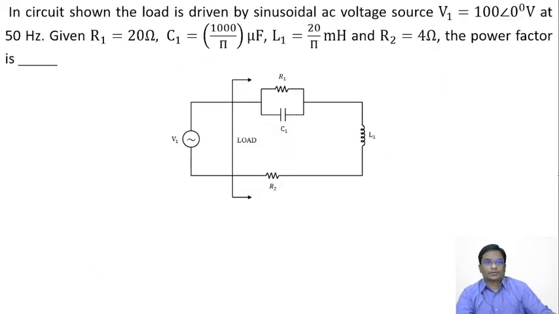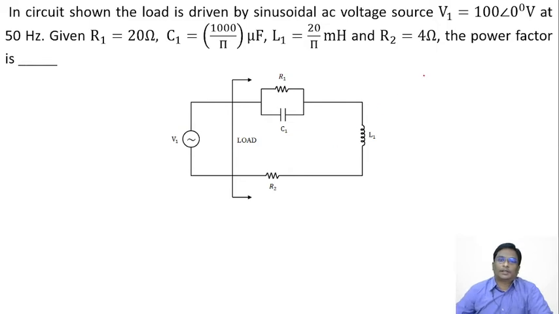Next, we move on to the next question. In the circuit shown, the load is driven by a sinusoidal AC voltage source V1 equal to 100 angle 0 at 50 Hz. Given R1 equal to 20 ohms, C1, and they have given L1 and R2, they are asking us to determine the power factor for this circuit.